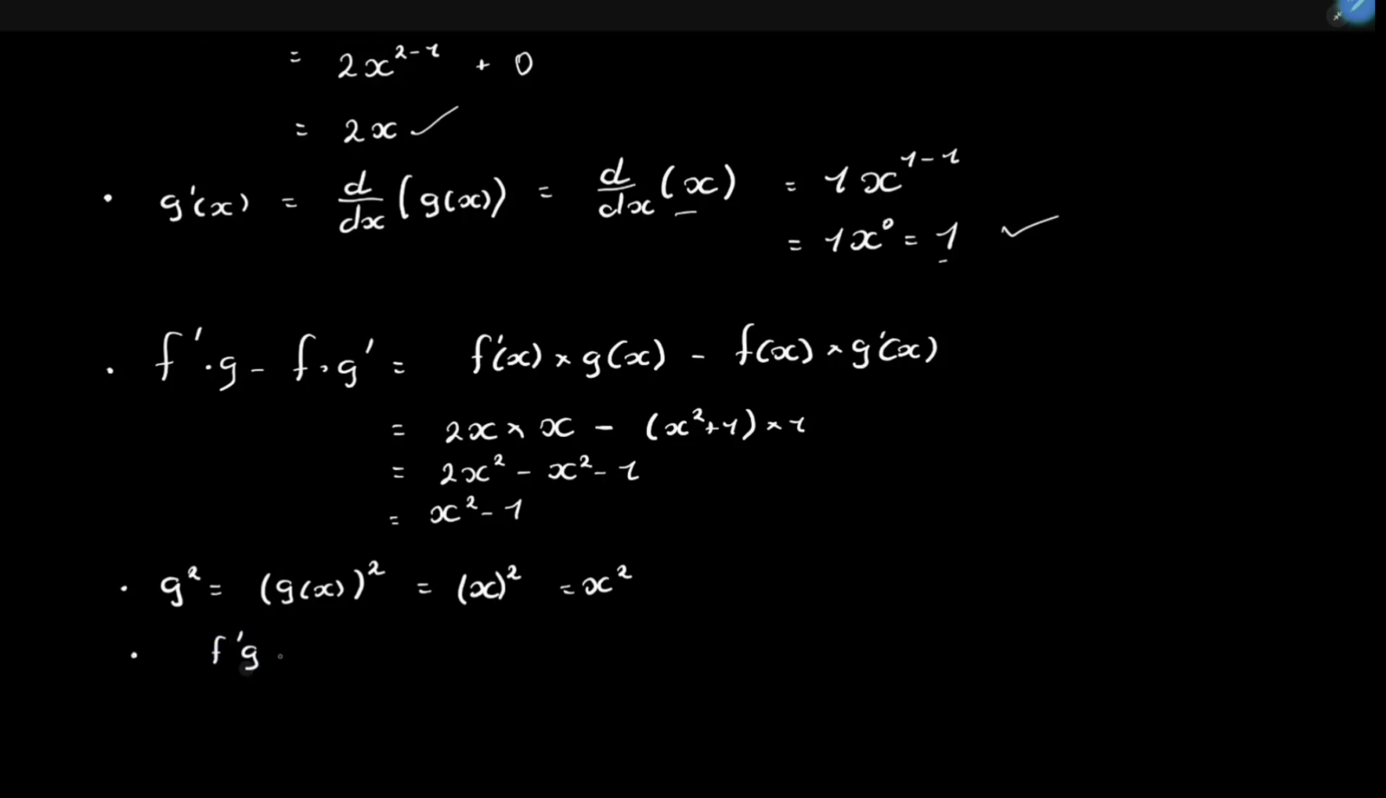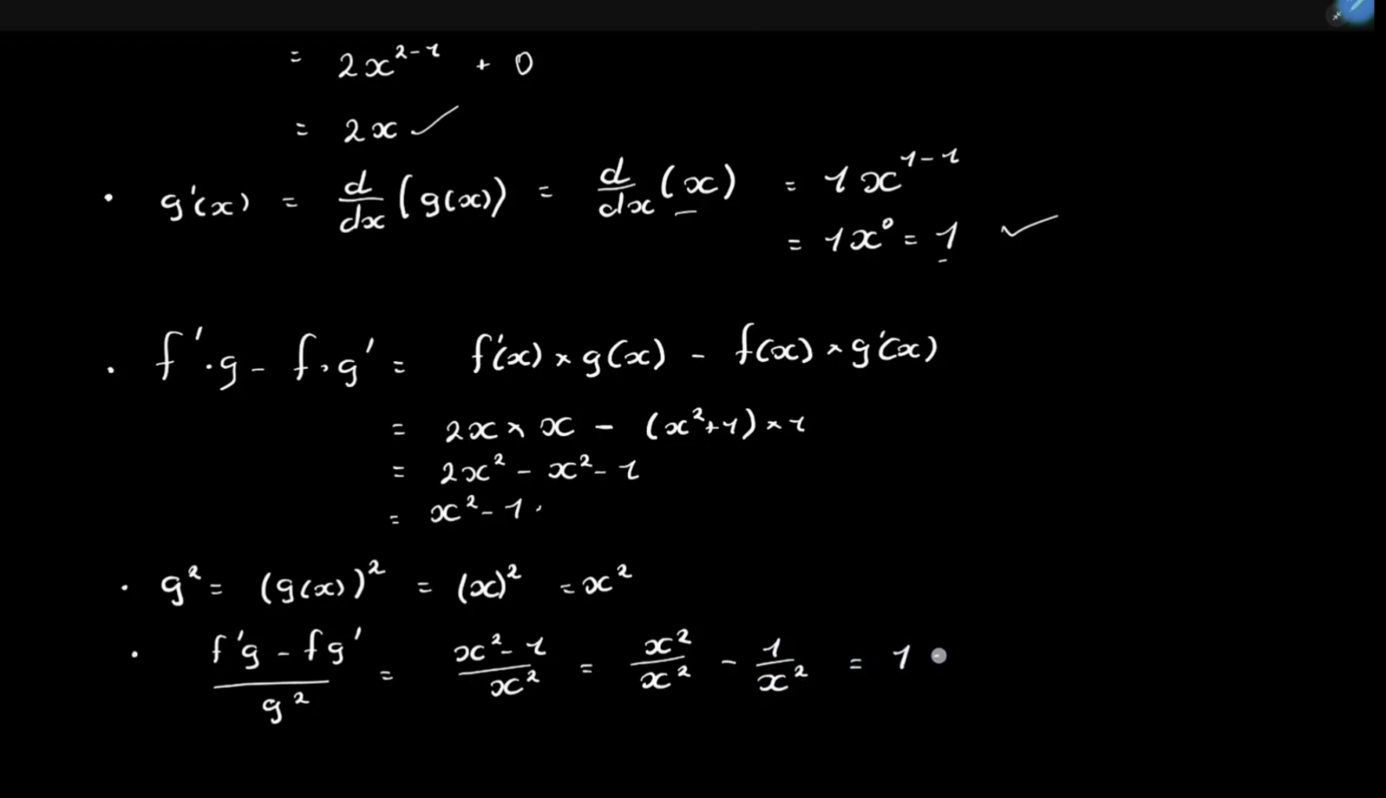F prime g minus f g prime, all that divided by g squared, is the same as, this is our f prime g minus f g prime, x squared minus 1. And what is our g squared? x squared. This can still be simplified to x squared on x squared minus 1 on x squared, which gives us 1 minus 1 on x squared, which is the same as 1 minus x to the minus 2.